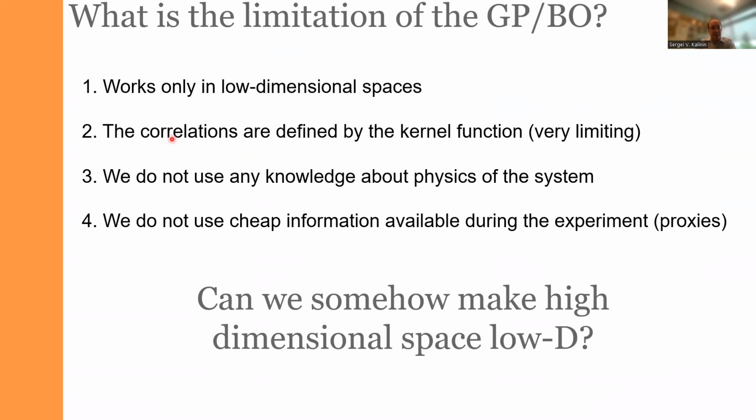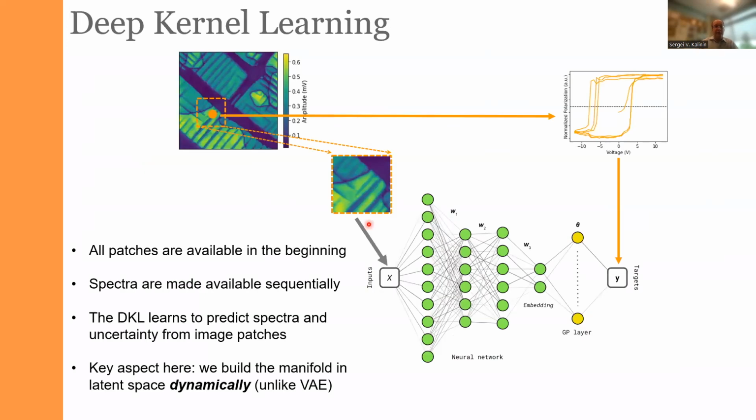So to summarize, classical GP works in low-dimensional spaces. The fact that the kernel function defines correlation is limiting. We don't use any knowledge about the physics. We don't use the cheap information available during the experiment. Practically, if we want to run the automated experiment in the SPM or electron microscope, we actually need to solve slightly different tasks.